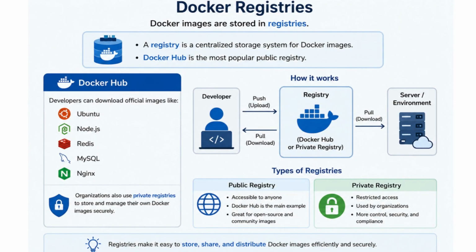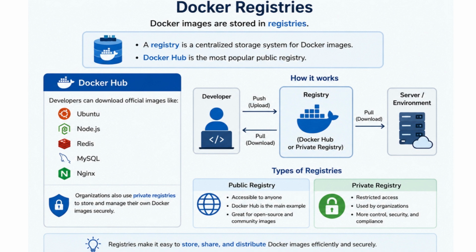Docker registries are an essential part of the Docker ecosystem because they provide a centralized place to store, manage, and distribute Docker images. A Docker image contains everything required to run an application, including the code, libraries, dependencies, runtime, and configuration files. Instead of manually setting up environments on different systems, developers can simply pull images from a registry and run them instantly inside containers.